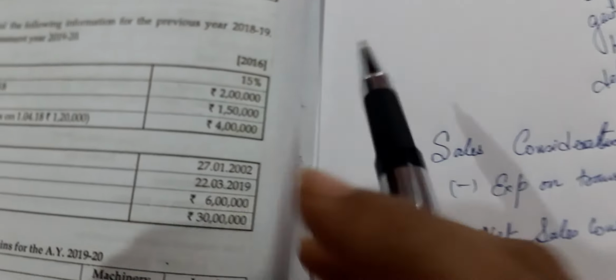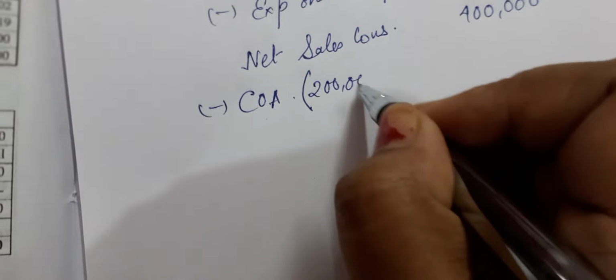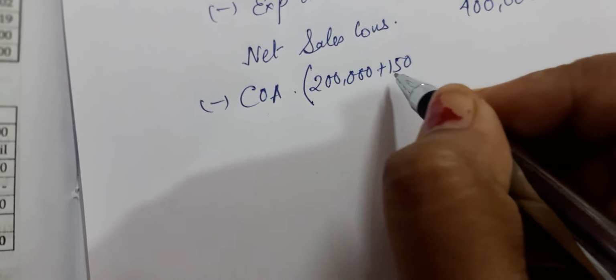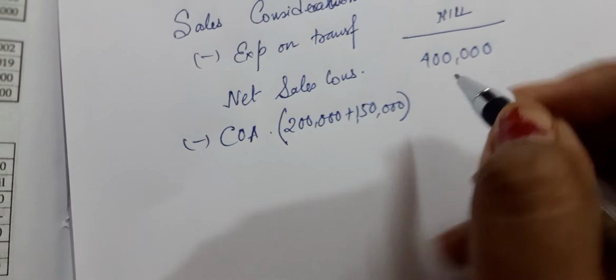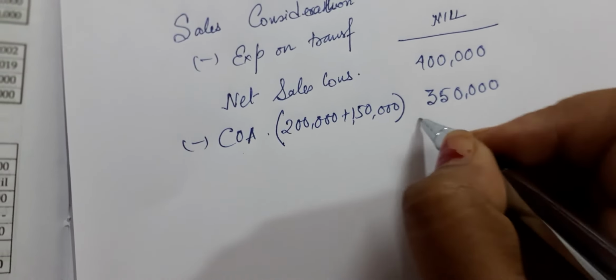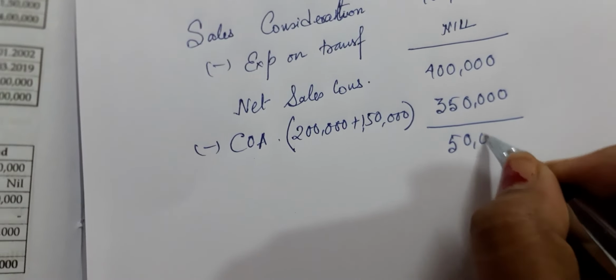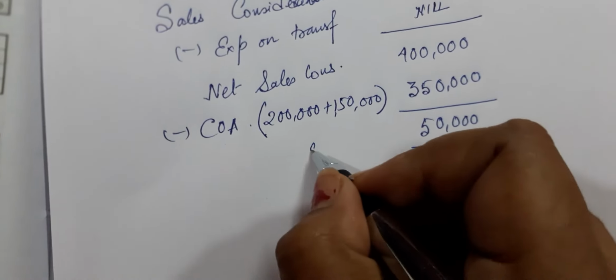How much is the cost of acquisition? Opening WDV and my purchase. Why it is opening WDV and purchase, that we will learn in PGBP, which I will be starting right after this video is over. So cost of acquisition is 3,50,000, and so my short term capital gain is 50,000.